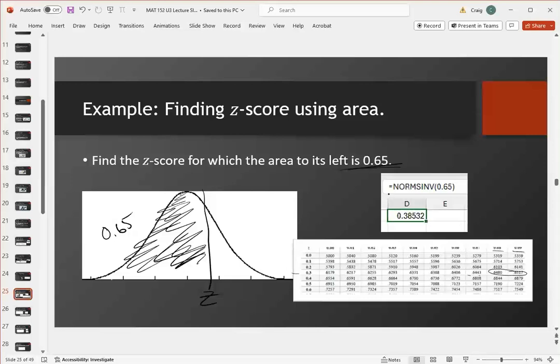And in fact, if you type it into Excel, this is the other command that you'll need. Here you will type in the area to the left, and it will give you the Z value. So Z would be equal to, in this case, 0.385, or 0.38.